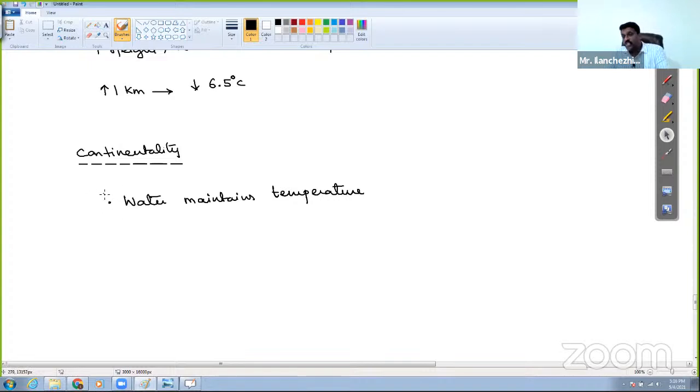Further, you can write: fluctuation of temperature is minimum in water. Now, if you ask me why, the reason is very simple, my friend. Normally, we say water has a high specific heat capacity. Why water maintains temperature, if you ask me? Technically speaking, water has high specific heat capacity.